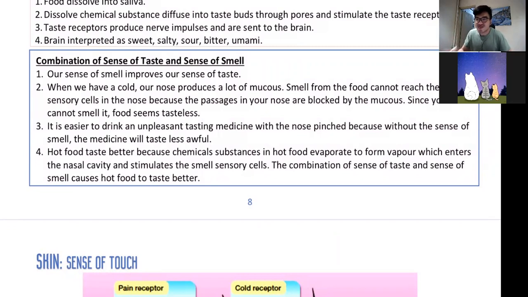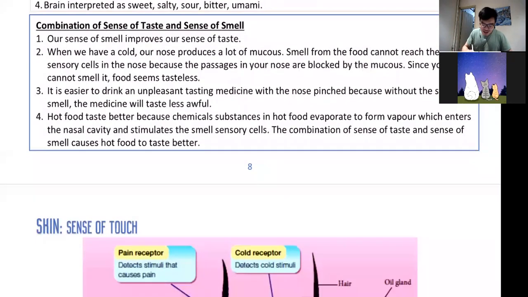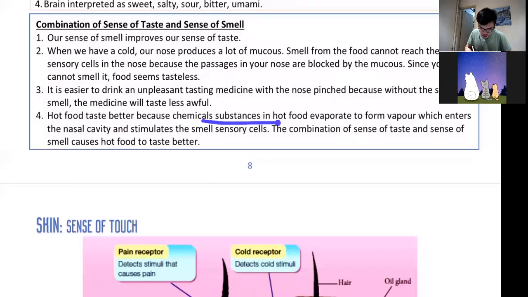Still bad, you still have that 70%. So it's still bad, but it's less bad. Food tastes better hot because chemicals in hot food evaporate to form vapor. You see, hot food tastes better because there's more chemical substance in the air, so there's more smell that you can smell. So hot food smells better, so it tastes better.